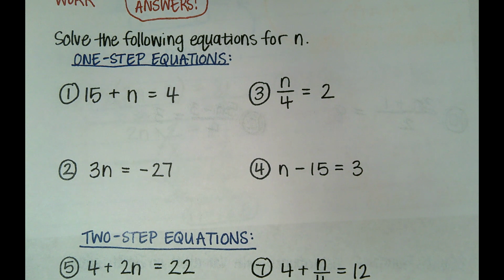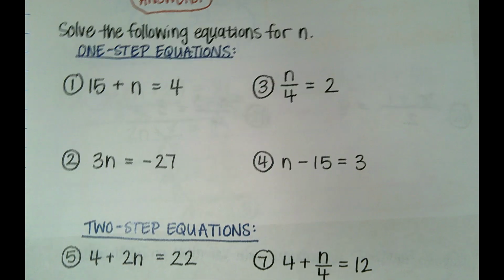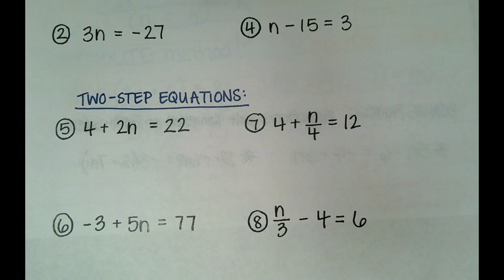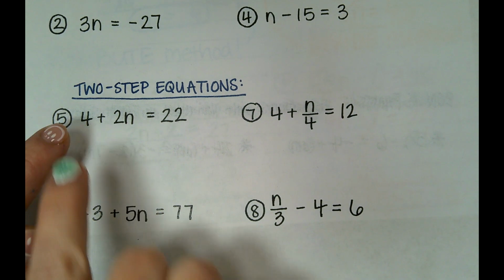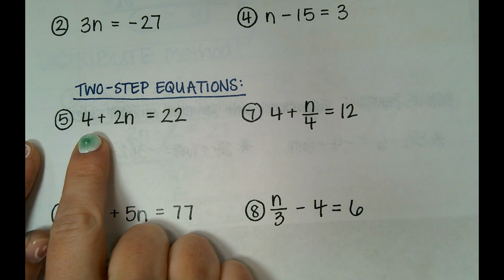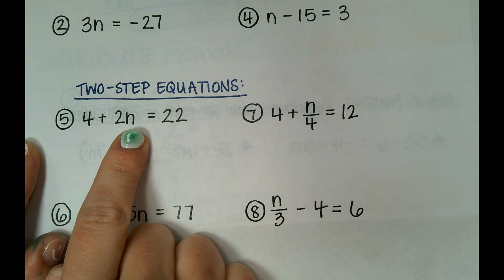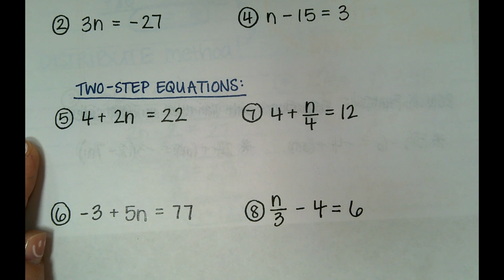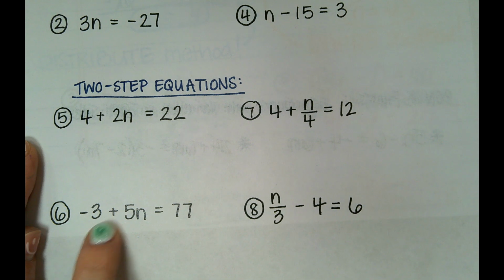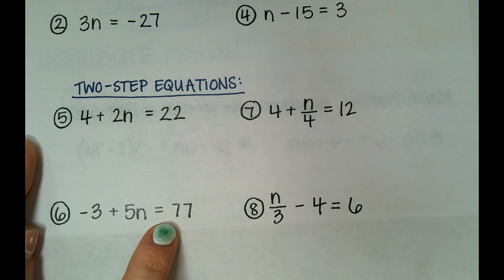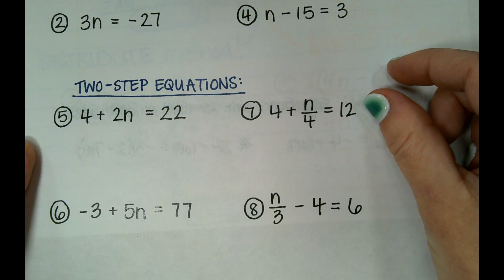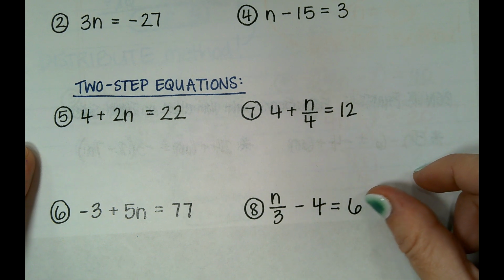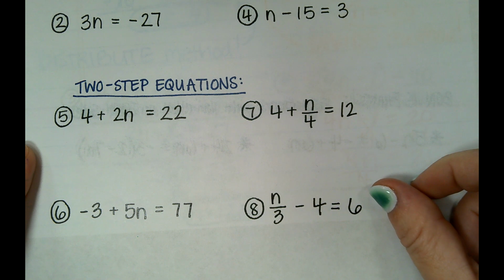Okay, so the next part of the quiz would be 2-step equations. There are 4 2-step equation problems. Number 5, I have 4 plus 2 times n equals 22. 6, -3 plus 5 times n equals 77. Number 7, 4 plus n divided by 4 equals 12. And number 8, n divided by 3 minus 4 equals 6.